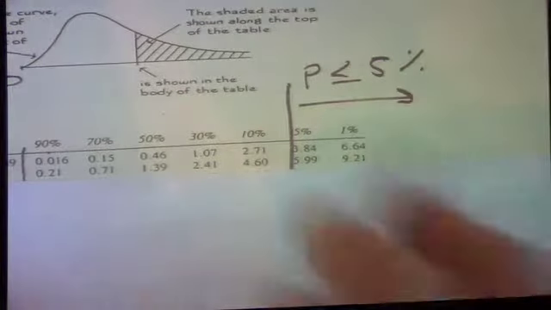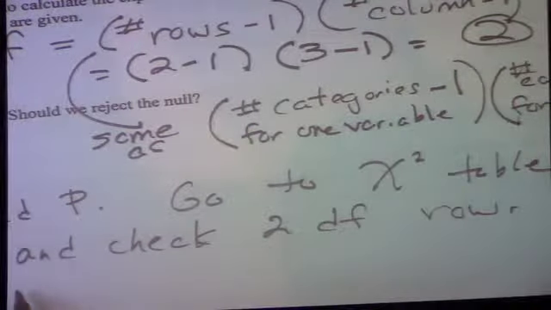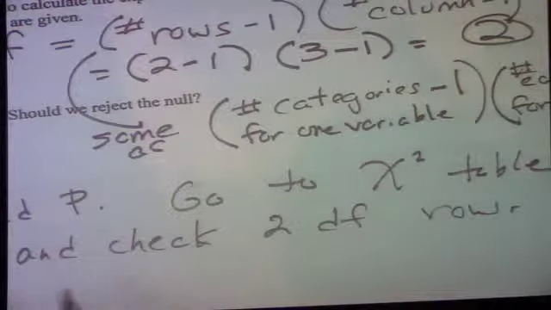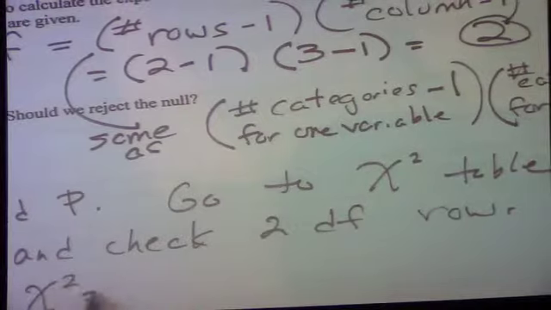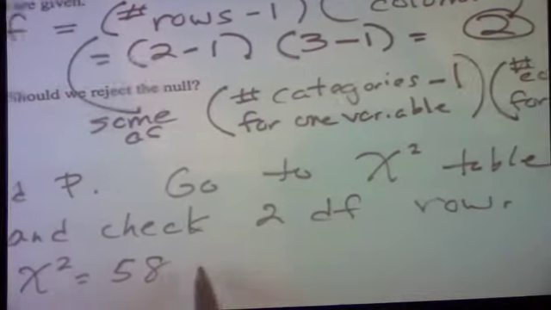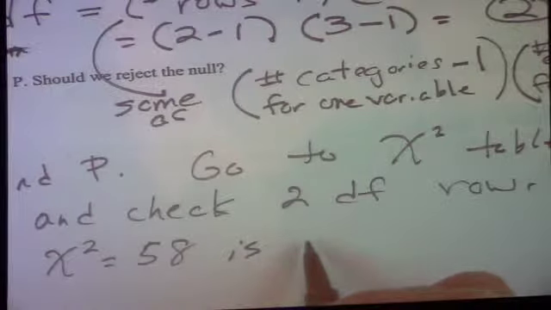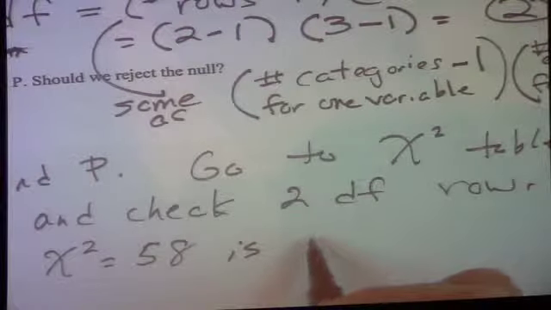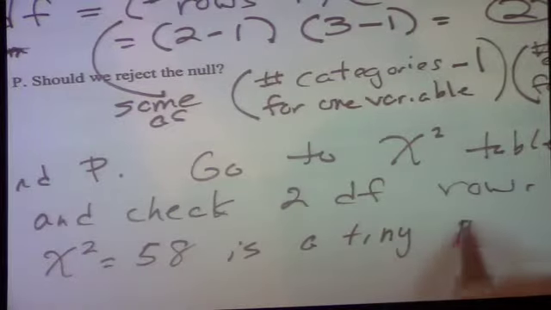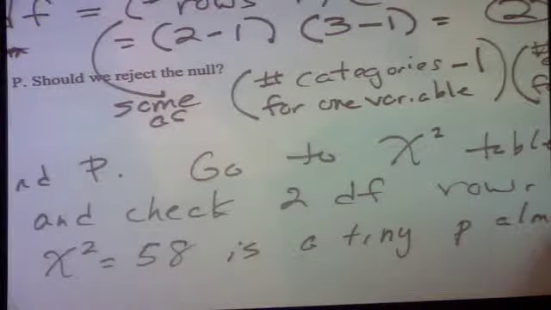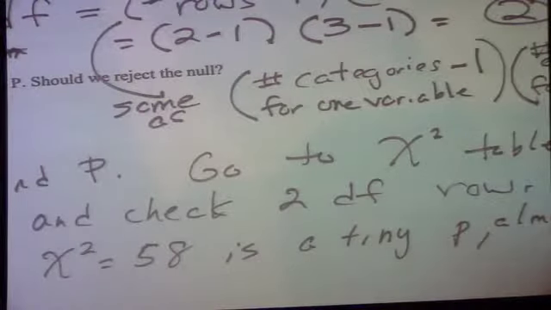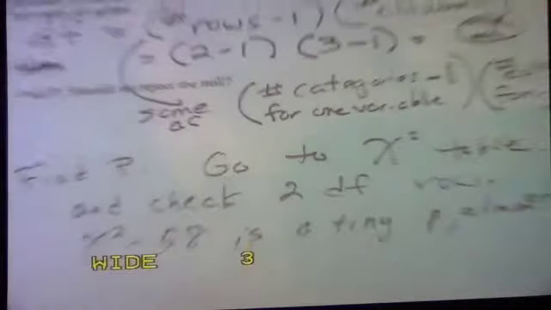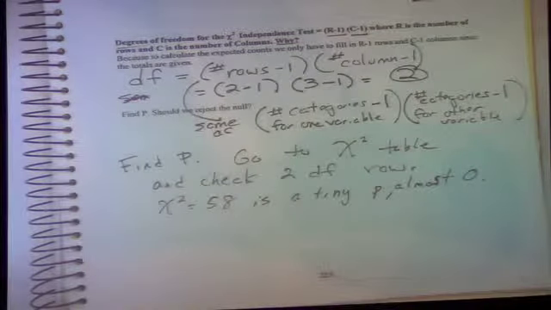We are off the page. So what are we going to say? The chi-square equals 58 is a tiny, tiny p. It's never quite 0, but it's about as close to 0 as you can get. It's almost 0. That would be the answer. It's a tiny p, almost 0. It's way off the charts.